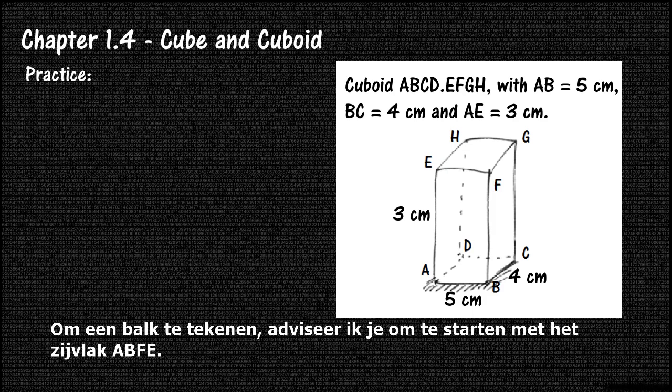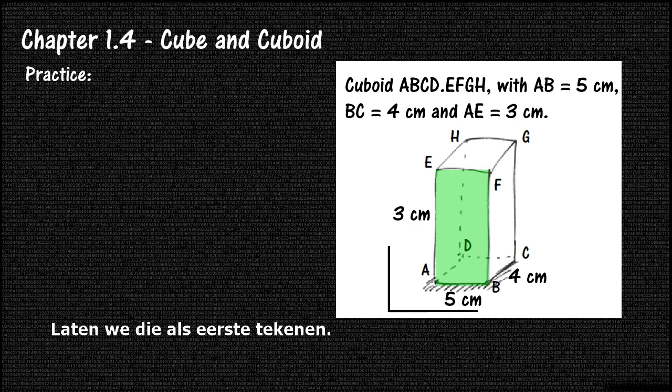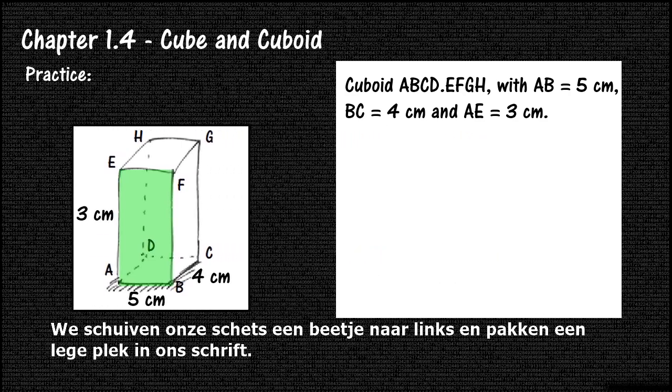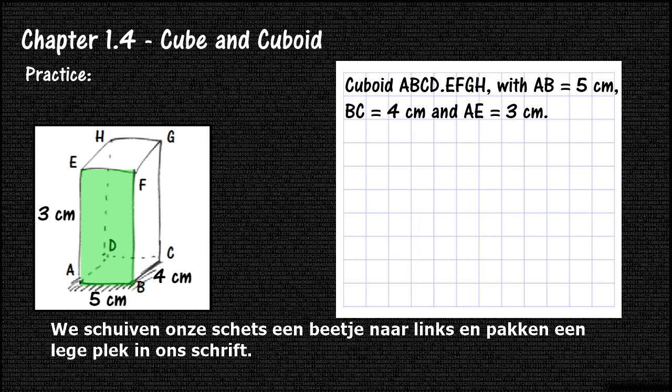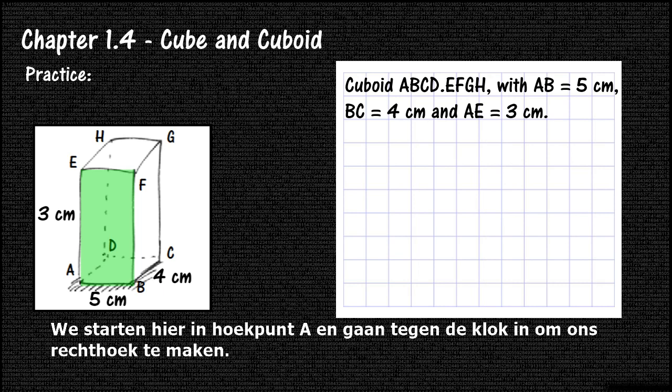To draw a cuboid, I advise you to start with the front face ABFE. It's a rectangle with a side of 5 centimeters and a side of 3 centimeters. Let's start that one first. We move our sketch slightly to the left and pick a blank spot in our notebook. Make sure you have enough space. Let's start here in vertex A, and we will be going counterclockwise to make the rectangle.